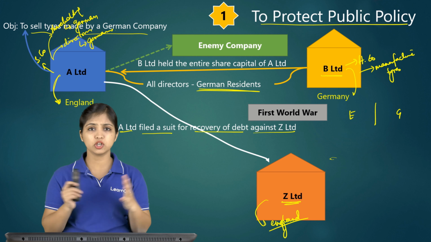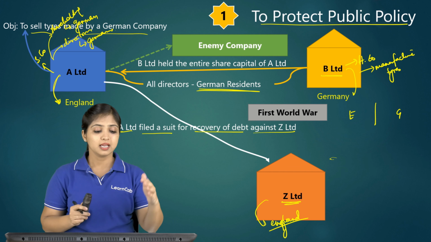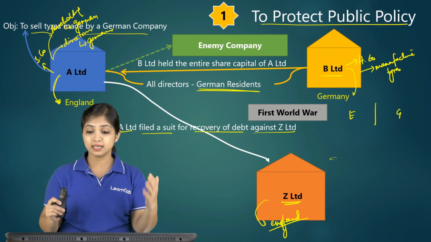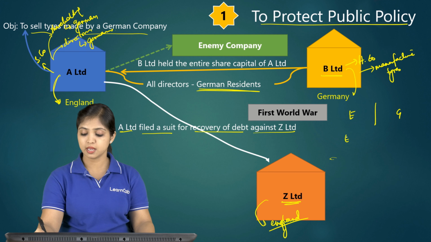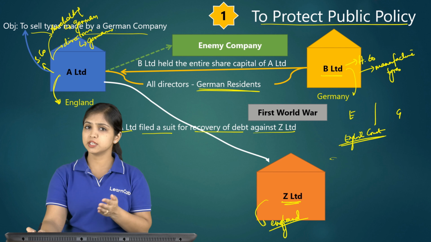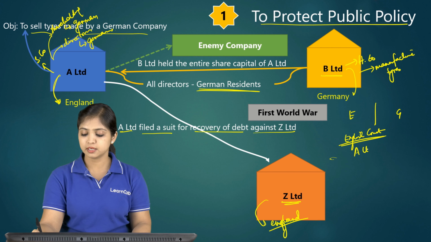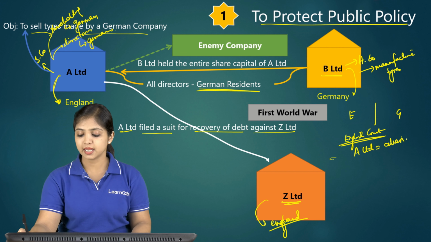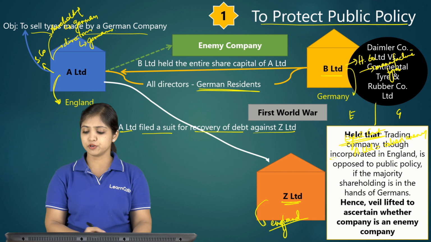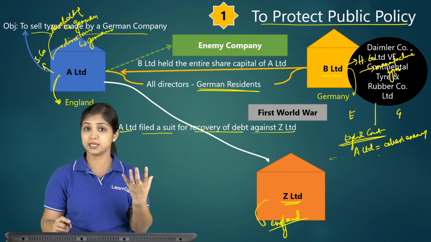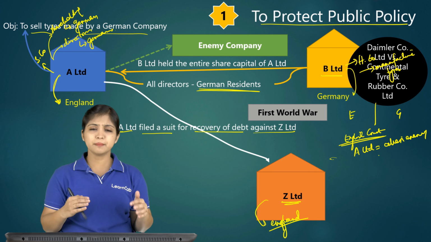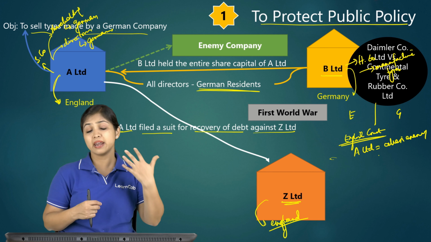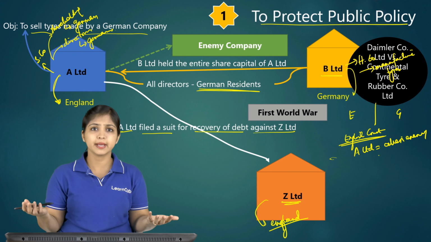Now when this case went to the English court, the judge held that A Limited is the alien enemy of the country. The judge said that A Limited becomes an alien enemy. Listen to me very carefully. In our example, what is A Limited? A company. A company does not have a mind of its own, isn't it? So technically a company cannot be an enemy or a friend because it doesn't have a mind of its own.